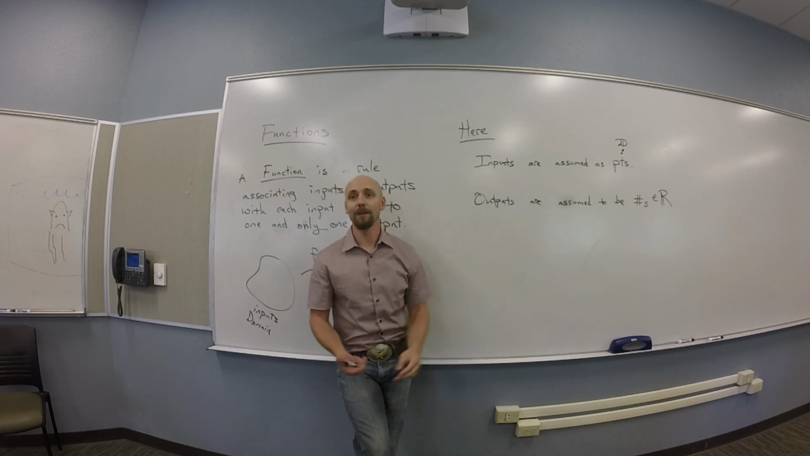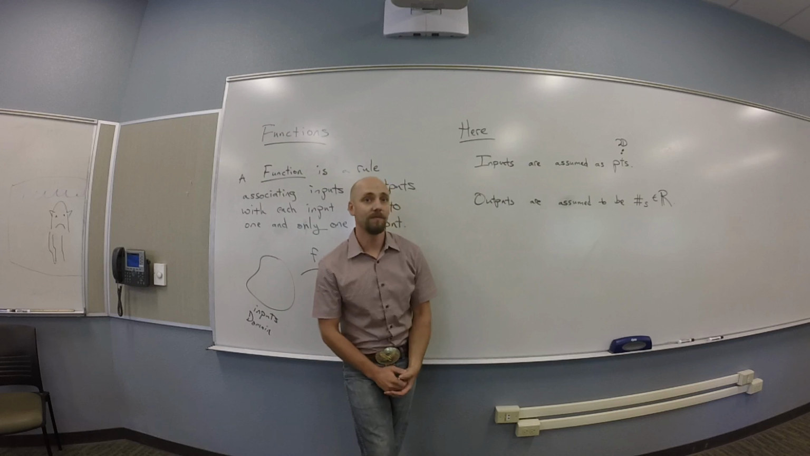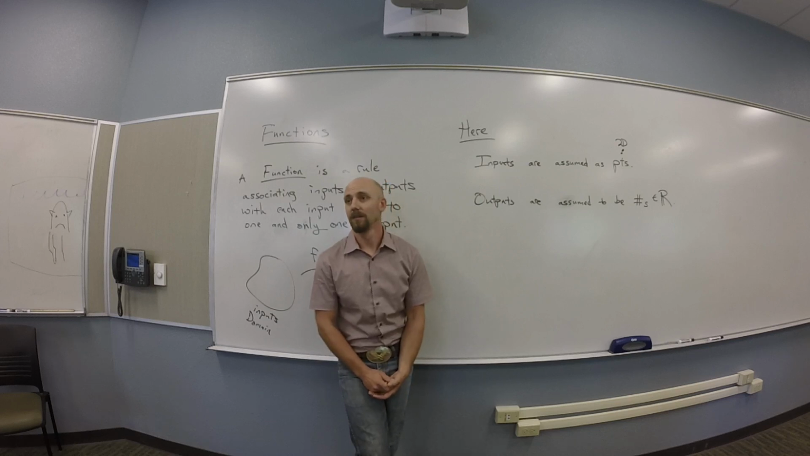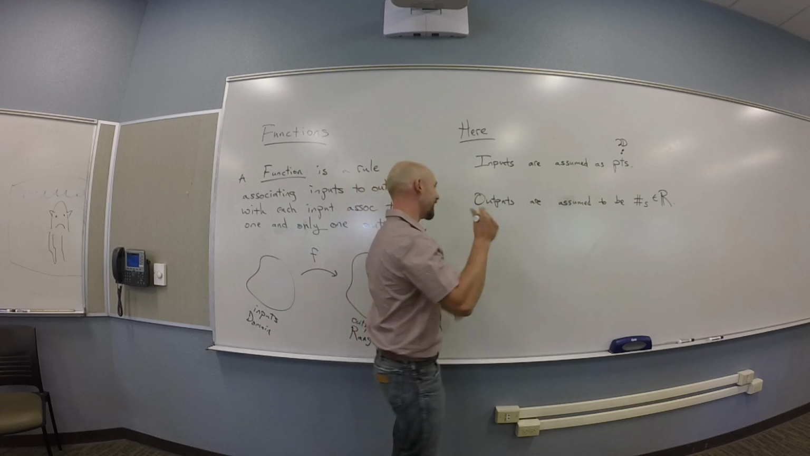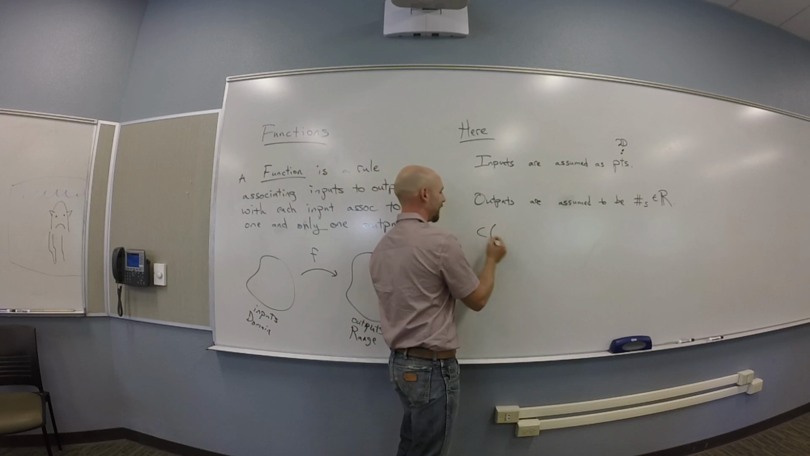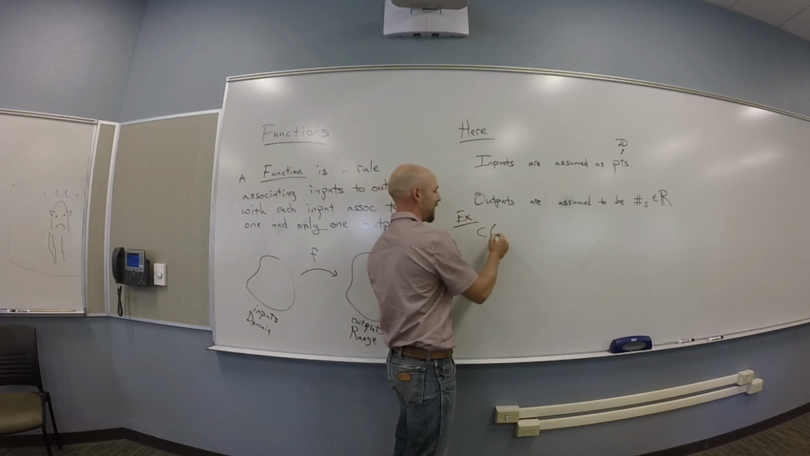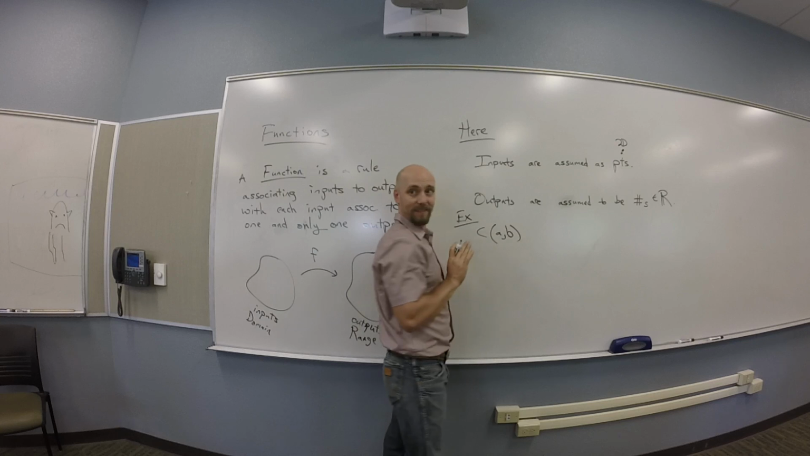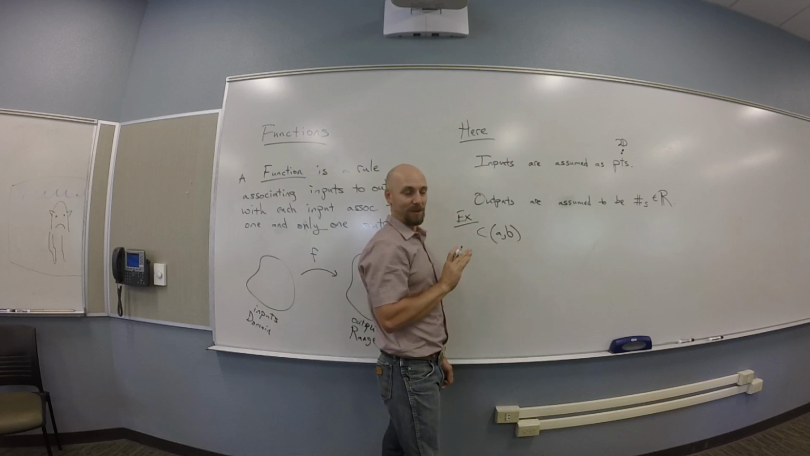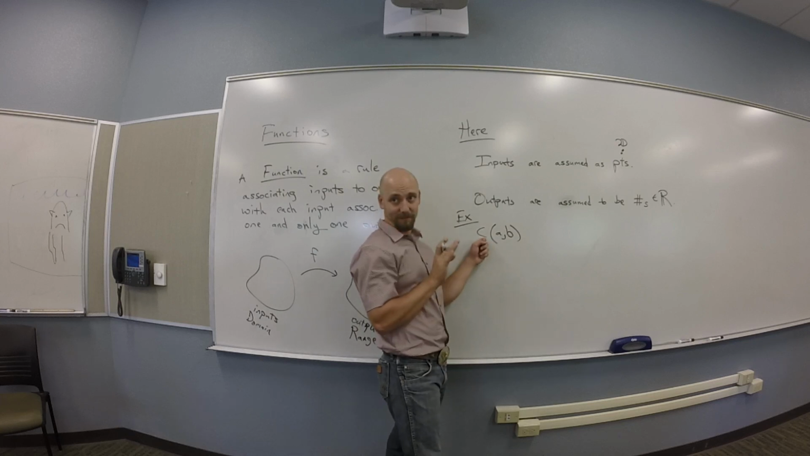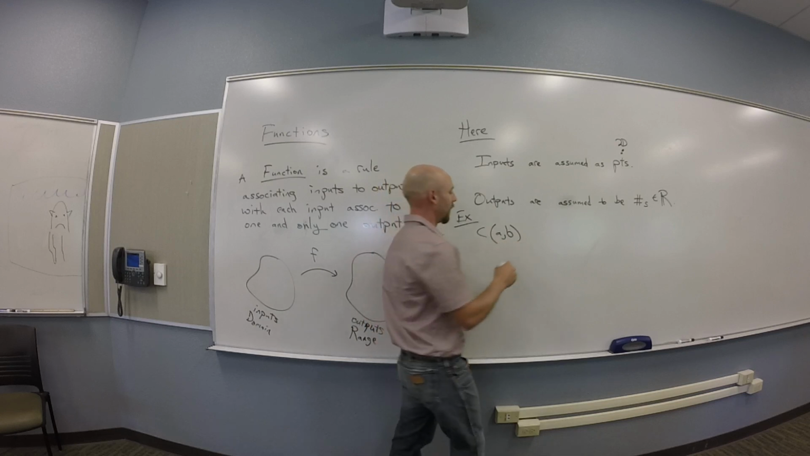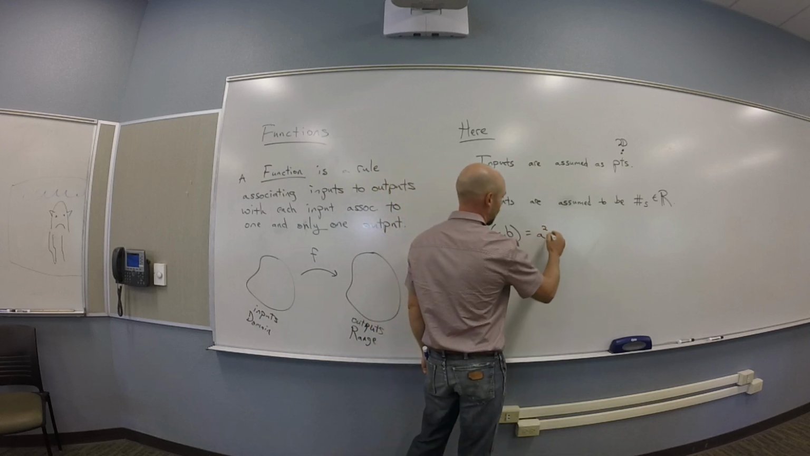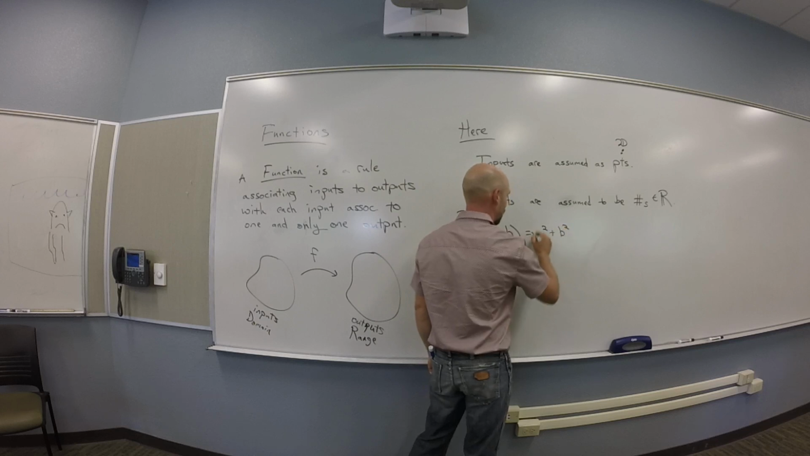Can you guys give me an example of a nice 2D to 1D function? A squared plus B squared equals C squared? No, because that's an equation, not a function. We could do something like this: C of A and B. The function's name is C, it takes inputs A and B. And we could do something like A squared plus B squared and then square root the whole thing.